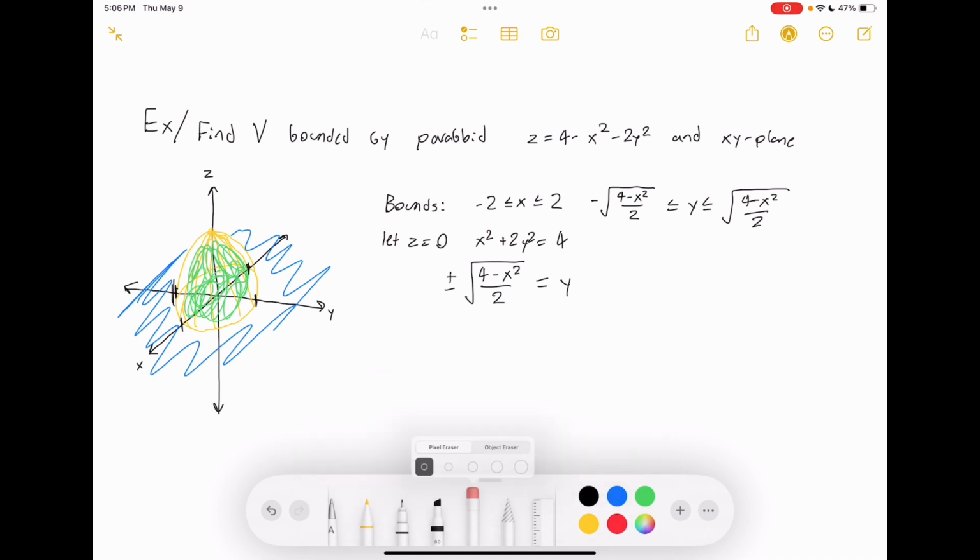Can I get a smaller eraser? I guess I can. That didn't really work.